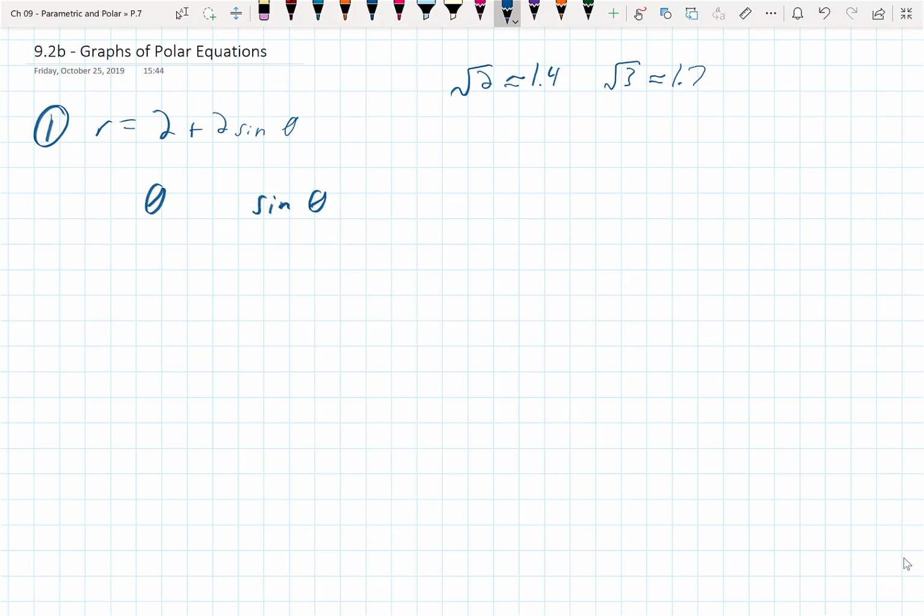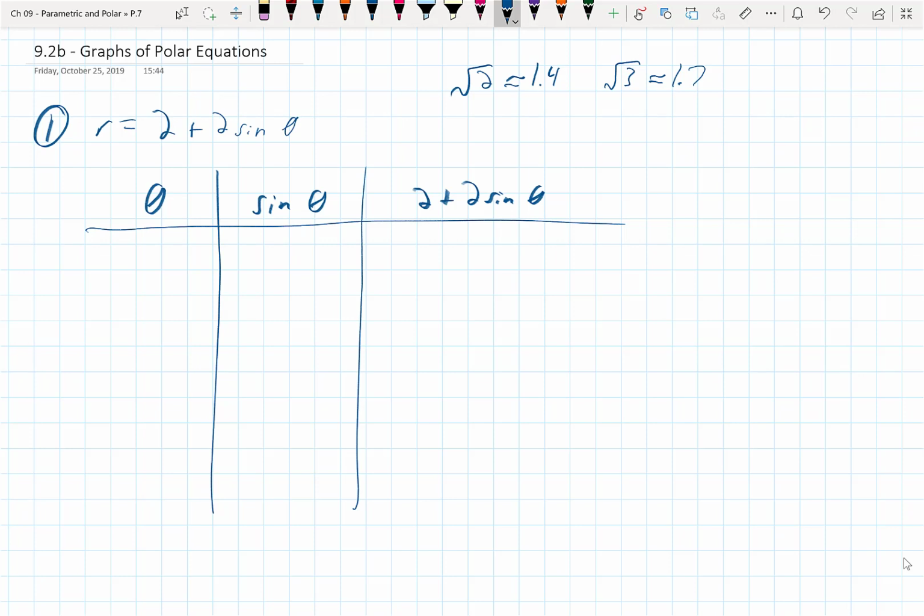That's a joke. The next one is 2 plus 2 sine theta. And I'm going to draw vertical lines down. I want to do this until I hit a pattern. A pattern eliminates the need to do any more. So, given that, let's just start with our first theta, 0. And the sine of 0 is 0. And 2 plus 2 times 0 is 2. So (0, 2) is the first ordered pair.